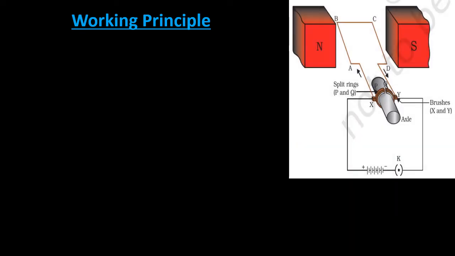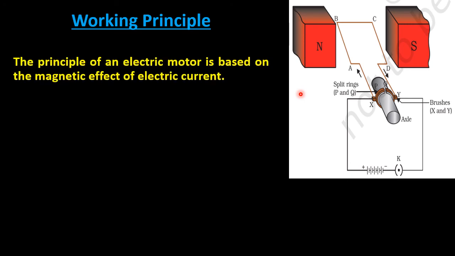Now we discuss how the electric motor works. I have already discussed the different parts of the electric motor. The basic principle of the electric motor is based on the magnetic effect of electric current. So when we pass the current through this armature, it will produce a magnetic field, and that magnetic field will interact with the magnetic field which is already present over there. Due to the interaction of the two magnetic fields, this armature will get deflected and it will rotate.